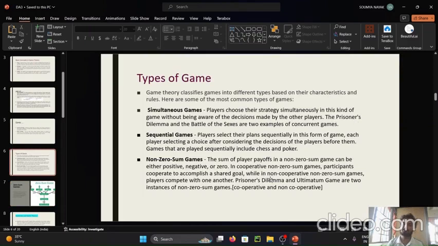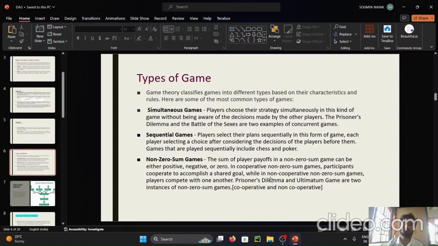And now we're talking about non-zero-sum games. The sum of players' payoffs in a non-zero-sum game can be either positive, negative, or zero. In cooperative non-zero-sum games, participants cooperate to accomplish a shared goal. We can consider this like a Venn diagram. Suppose we have sets A, B, and A intersection B. A shows the interest of person A's win, B shows the interest of person B's win, and A intersection B shows the win-win scenario for both sides. The set of B can also be considered as the loss of A. That's all about non-zero-sum games. You can give examples like the Traveler's Dilemma and the Ultimatum Game as non-zero-sum games, and there are two more types of games also.